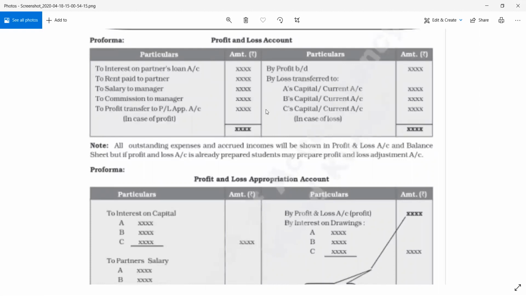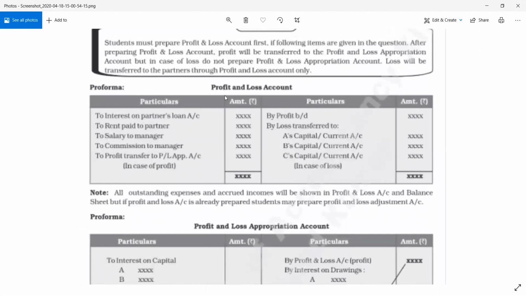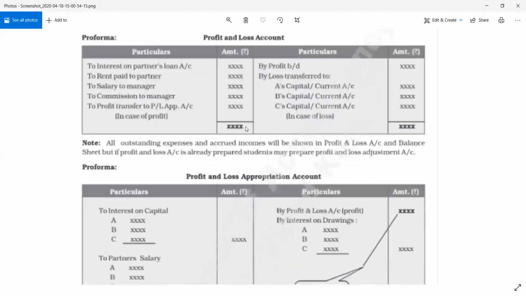You can remember this note also. The other day I told you that in case of profit, we have to transfer the balance to the profit and loss appropriation account, and you'll be distributing it according to the question. But in case of loss, do not transfer it to the profit and loss appropriation account, because the loss will be directly transferred from the profit and loss account.